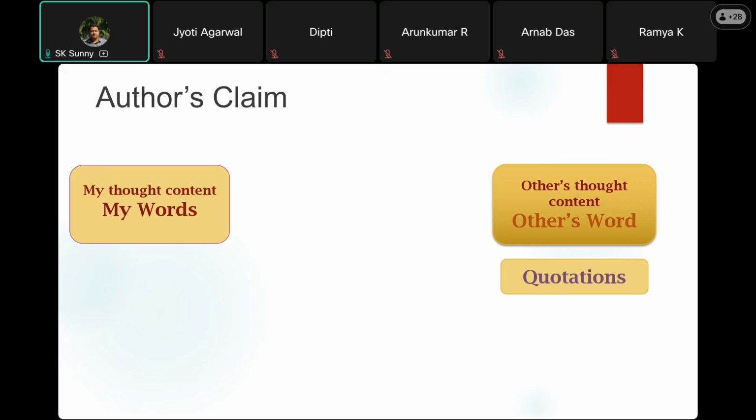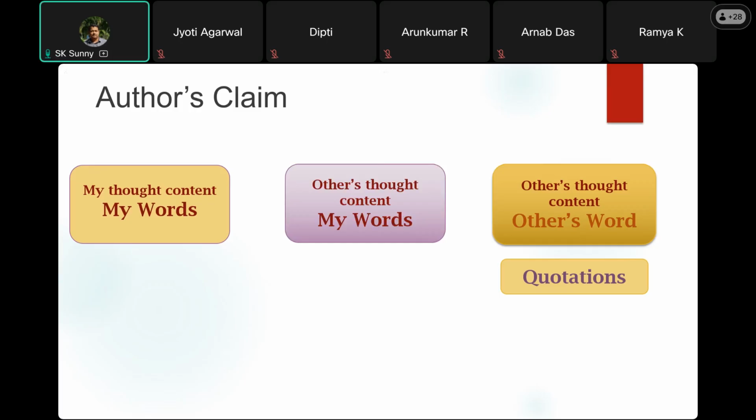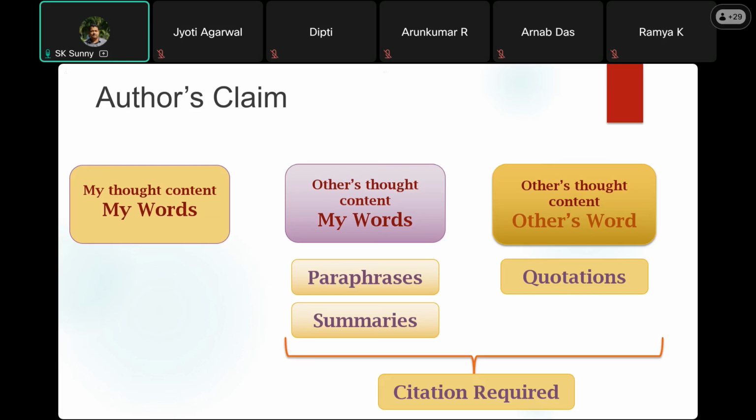The third component of writing comes when the thought content is not mine, but I have written it in my own words. So I have taken the concept, the idea, the thought content from somebody else, but I have written it in my own words, and then it is called paraphrase. Paraphrasing means rewriting the same thing in my own words, and also summaries. So whenever we are taking thought content and/or words from somebody else, we have to either put them under double quotes, paraphrase them, or write them as summaries. And whenever we are doing these things, we have to give citation.